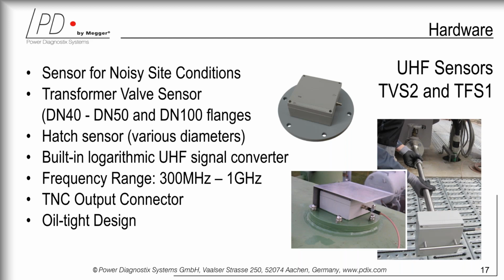The sensor itself has a built-in logarithmic UHF signal converter, has a range from 300 megahertz up to 1 gigahertz, has the typical TNC output connector, and of course the one that is used for valves is an oil type design. It's being introduced exactly based on the transformer specific manufacturer specifications into the tank in order to avoid any potential issues with getting too close to the windings, etc.